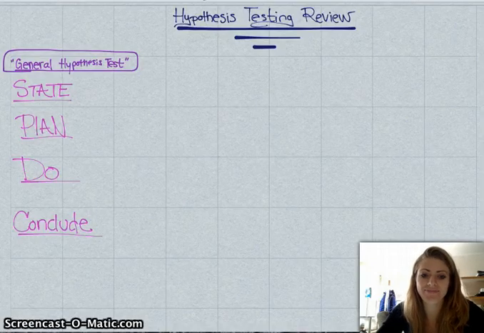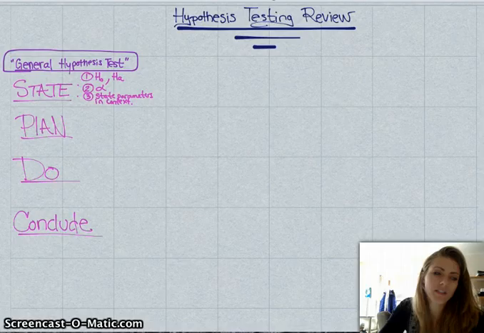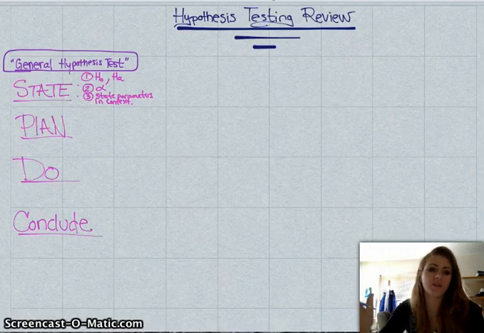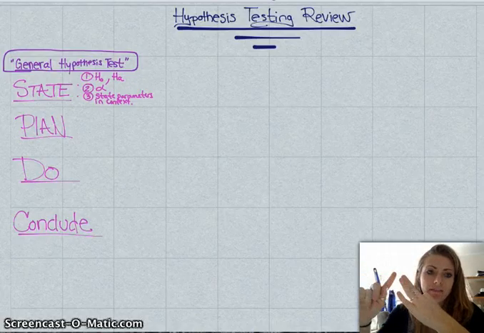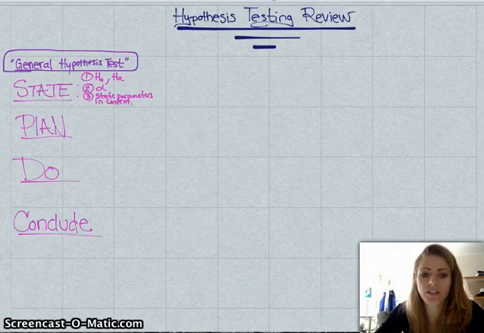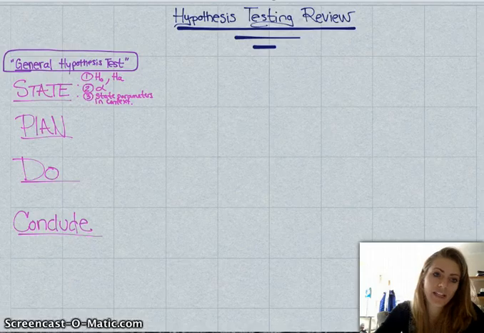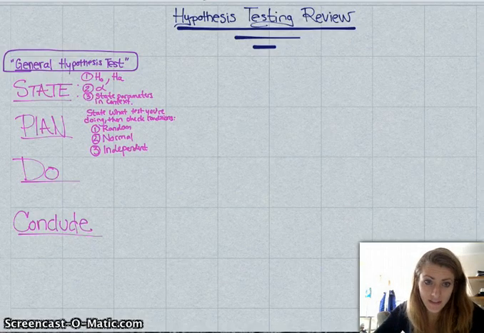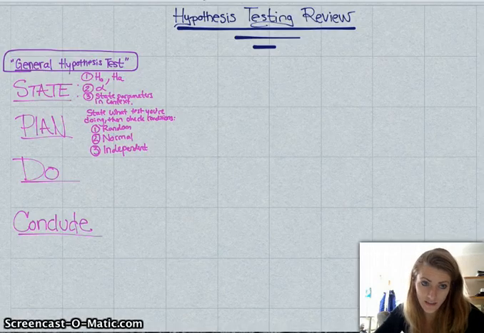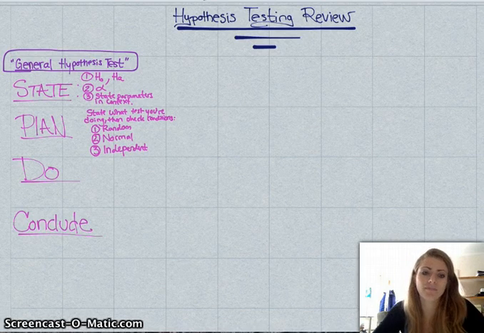Planning, you're checking your conditions. Same ones we've always been checking, right? Random, normal, independent. Those are all your conditions. That changes depending on what your data is, but we'll get to that. For the do step, if your conditions are met, then you want to find your test statistic, Z or T, and then also find the p-value. That's all you really have to do.